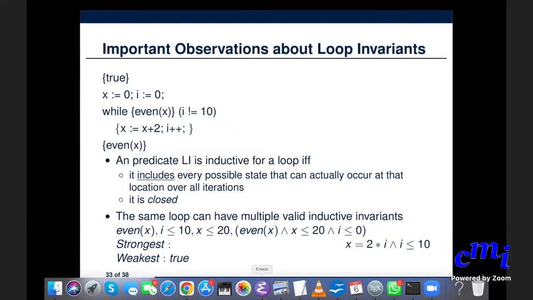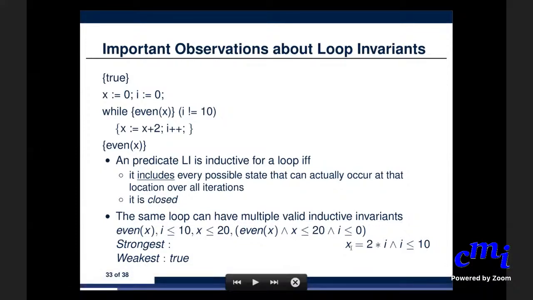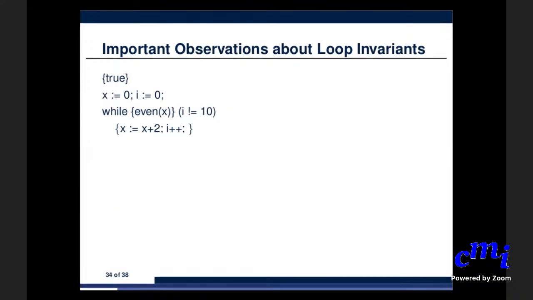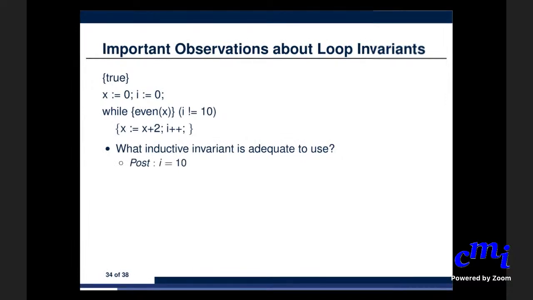They just involve doing the kind of proofs that I have already showed you, either using backward propagation or forward propagation. What is going to be hard is coming up with something, and also coming up with something that is safe and adequate to prove your post condition. So that is the question that I'm addressing here, giving you a little bit of intuition. What inductive invariant is adequate to use? That depends on your post condition. Suppose what I want to prove upon exiting this loop is that I is equal to 10.